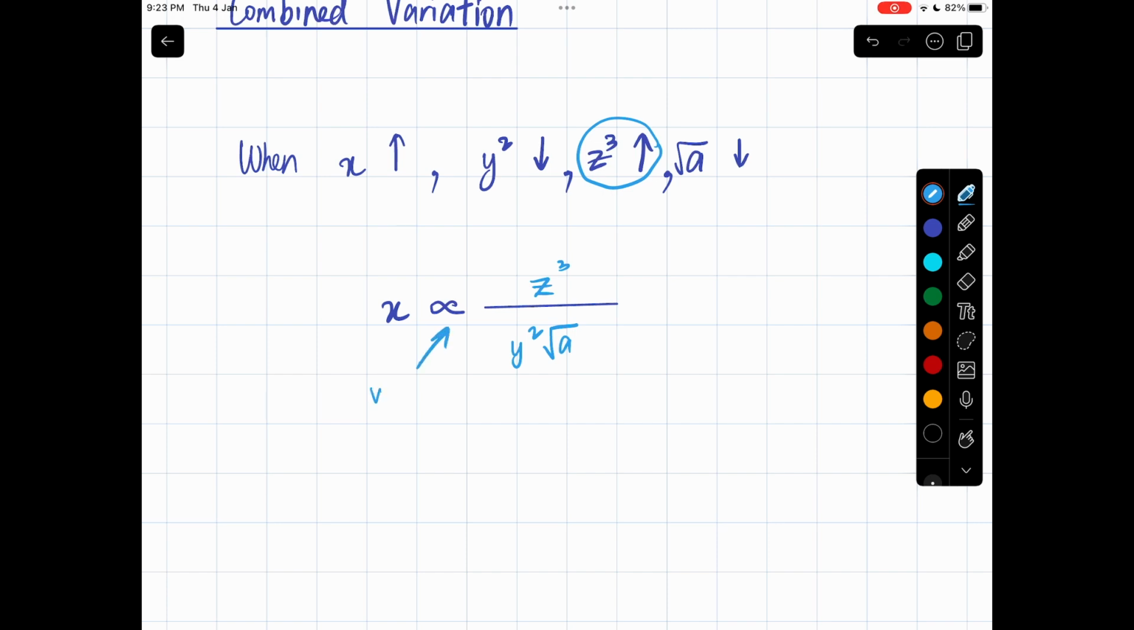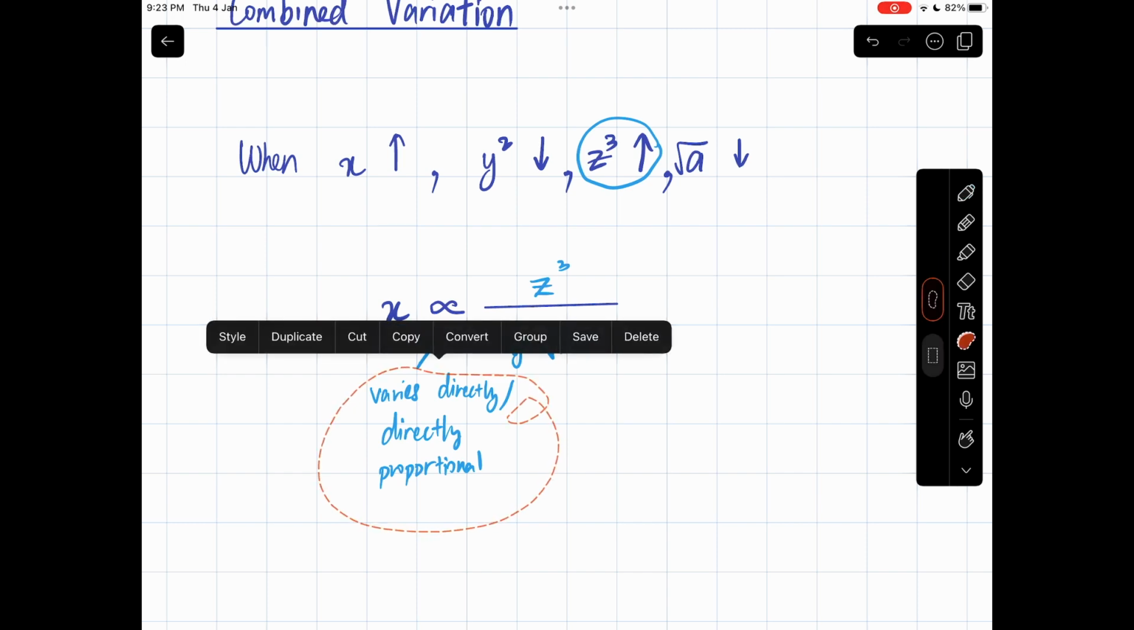For those who are wondering, this symbol can be called varies directly or directly proportional. These both mean the exact same thing. There is no difference. Just a clarification.